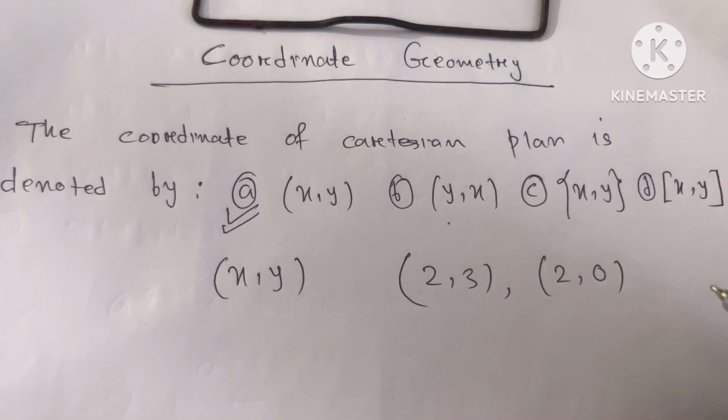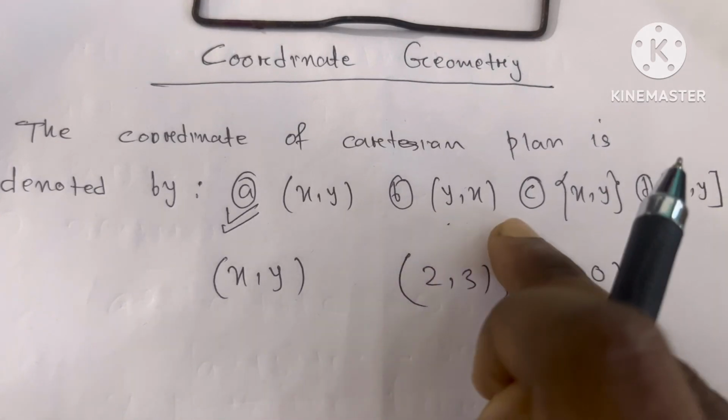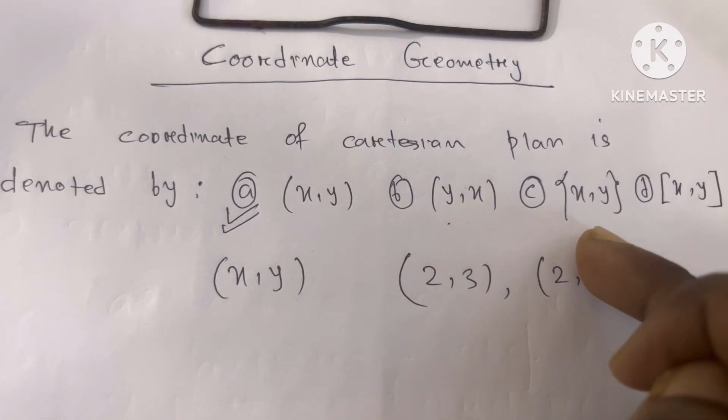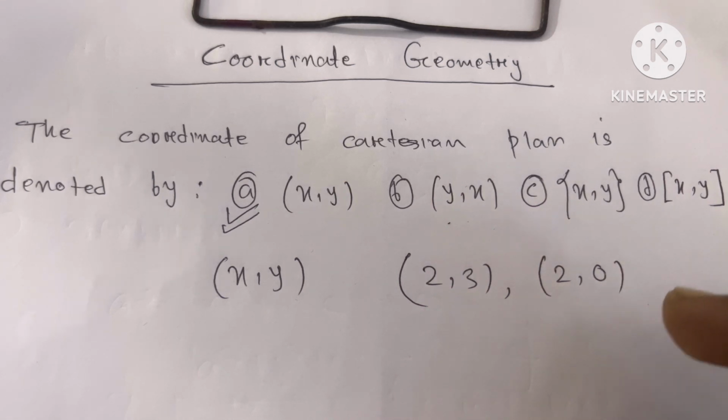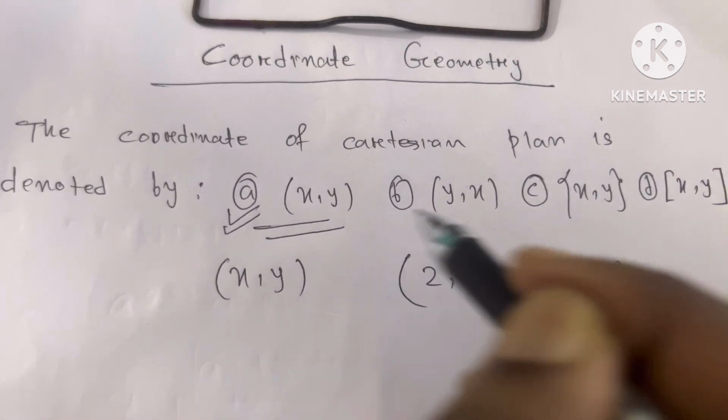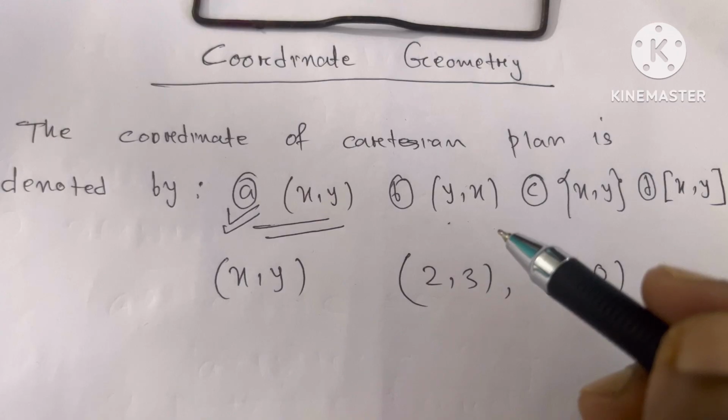So coordinate is represented by x comma y. This is not y comma x. And you cannot use curly brackets for x comma y, and you cannot use square brackets. So for representing a coordinate, we can use only round brackets, x comma y. Okay.